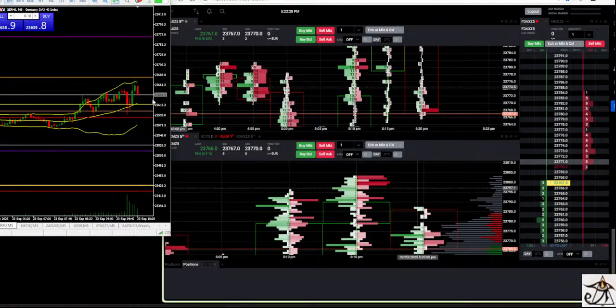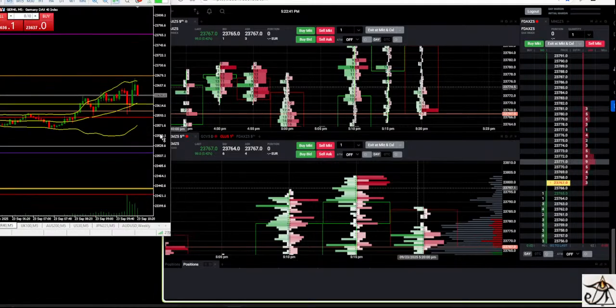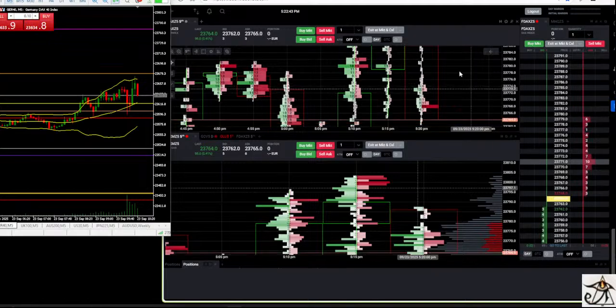My ideal situation for today is probably we pump up, go up to this R2, reject right off it, go all the way down to even the S1, and then looking for buyers off the S1 or perhaps even the pivot, depending on the order flow.